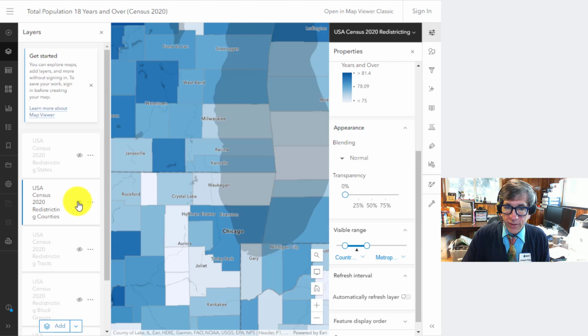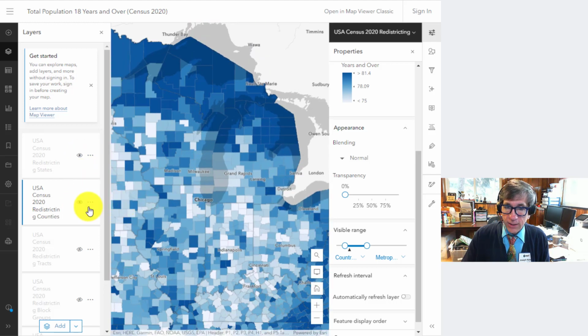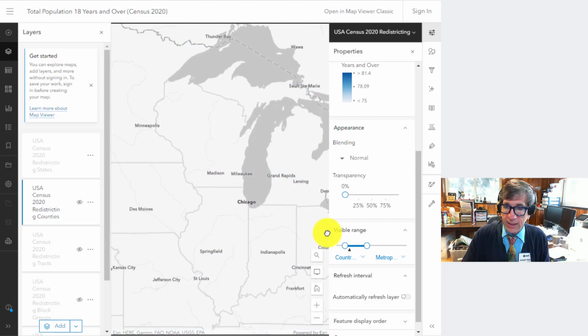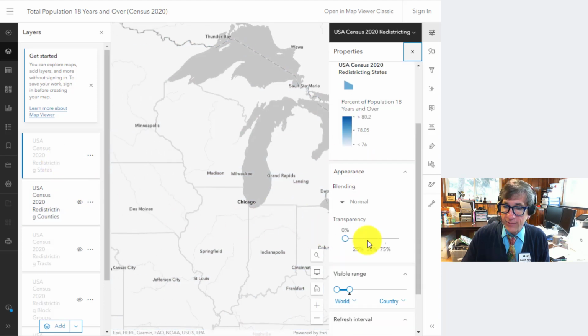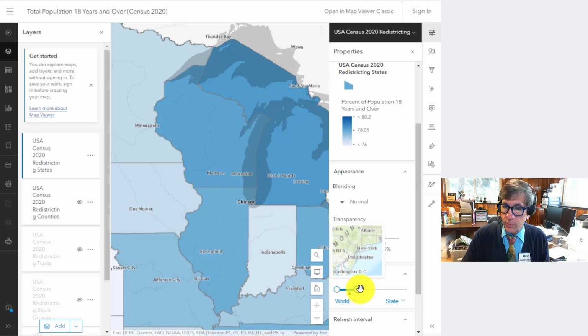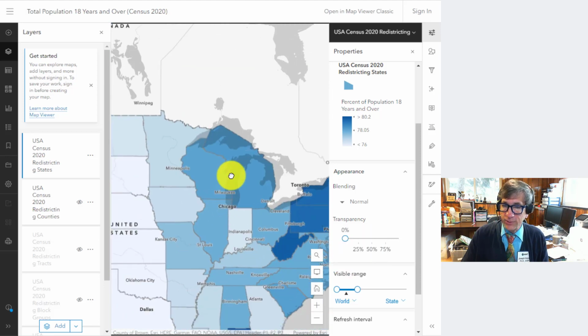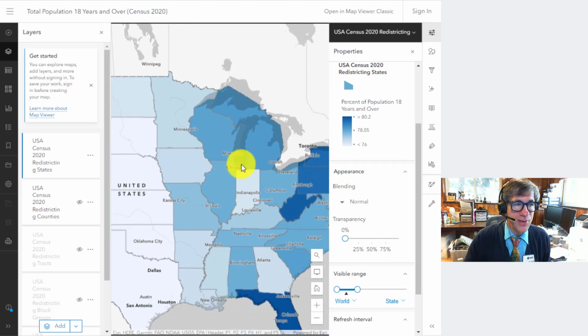So, okay, we've got the county level data, and then what about the state level data? If we go ahead and turn off the county level data and then go to the state level data, and again, I've got to figure out the visible range, remember that? So, okay, now I've got the state level data. So it's just fascinating to be able to do this at multiple scales. Now, this is our second example.